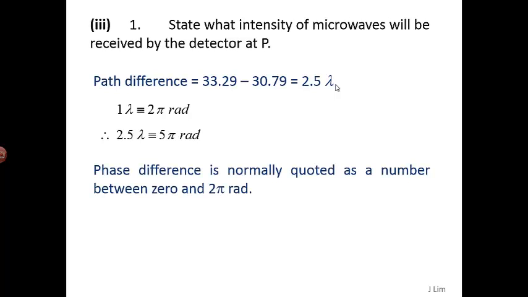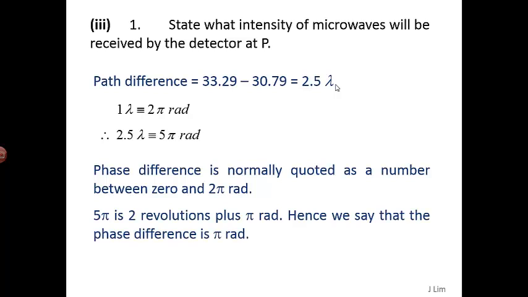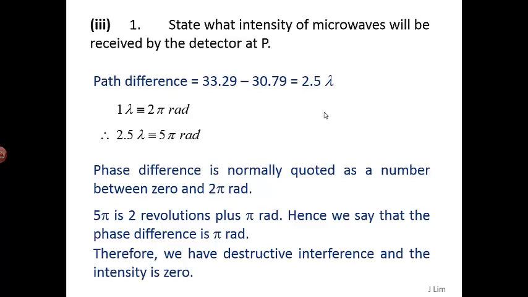Now, phase difference is normally quoted as a number between 0 and 2 pi. 2 pi is 360 degrees. Therefore, 5 pi is 2 revolutions plus pi radian. So we say that the phase difference is pi radian. And we therefore have destructive interference because they are antiphase, and therefore the intensity is 0.